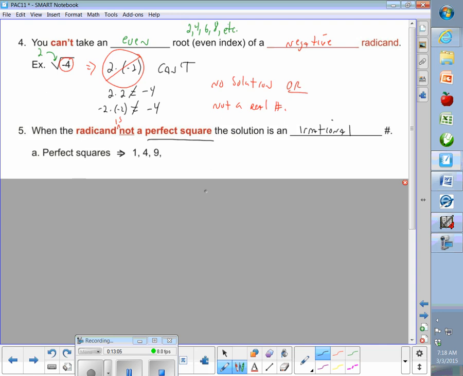Perfect squares are numbers like 1, which is 1 times 1, a 4, 2 times 2, a 9, 3 times 3. What would be the next one? 16, right? For 4 times 4. The next one would be 25 for 5 times 5. And the next one, 36 for 6 times 6. And 49 for 7 times 7, etc.